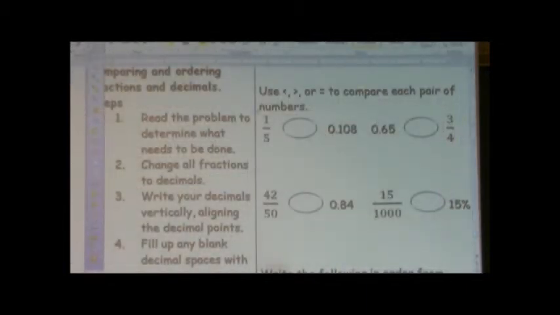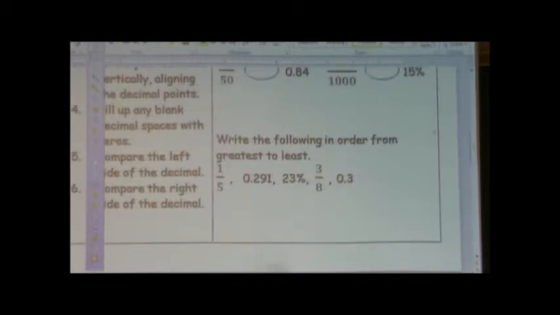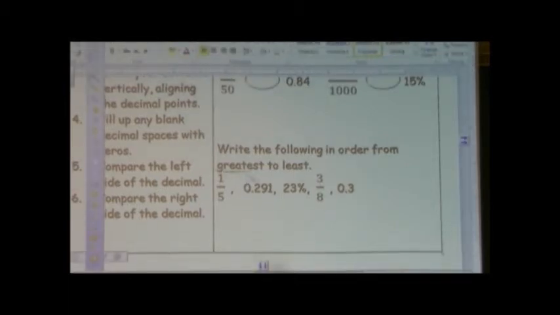Okay? Alright. Now here's where the fun comes in. You're probably saying, fun? What kind of fun? Well, here we go. We're going to write down the following in order from greatest to least. Can anybody think of the vocabulary word? That means greatest to least, from the biggest to the smallest. We're going from the big value to the lower value. Oh yeah, we're going down in value. So that means descending order. Okay, this is the vocabulary word you need to know for this unit.